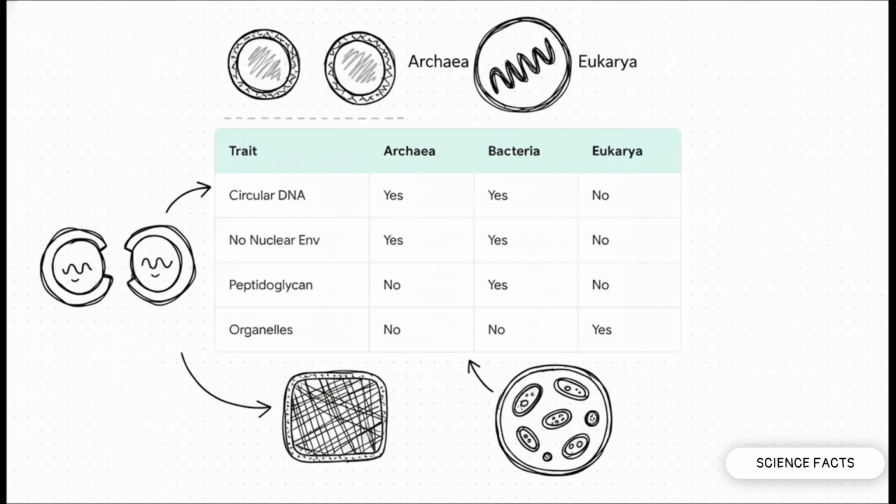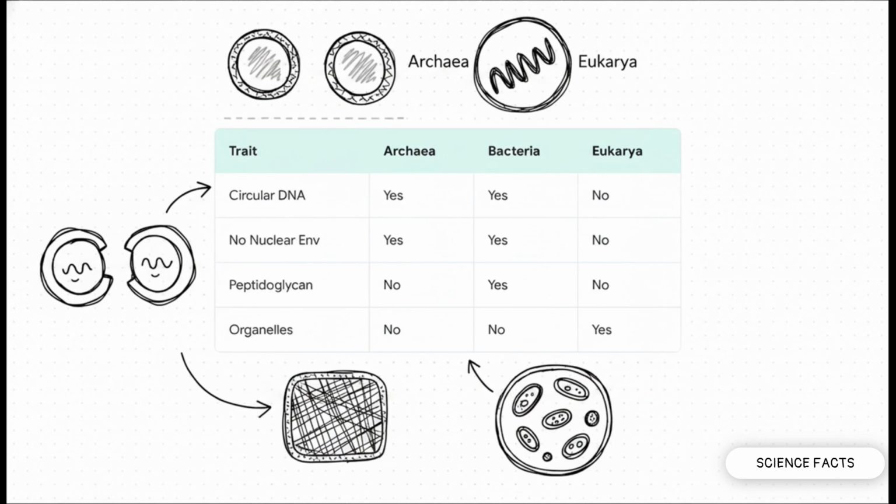Now, to pass your exam, you can't just know the names of the domains, right? You need to know their specific biochemical traits. This breakdown is an absolute must-have for your test prep. Notice the patterns here. Archaea and bacteria both have circular chromosomes and both lack a nuclear envelope. But look at peptidoglycan in the cell wall. That is completely exclusive to bacteria. In membrane-bound organelles, that's the hallmark trait entirely unique to Eukarya. Seriously, memorize these distinct checkpoints.